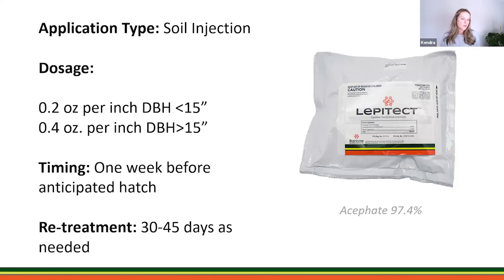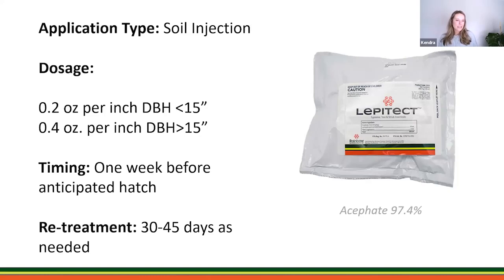Now, the dose can vary. We recommend a dose of 0.2 ounces per inch for trees that are less than 15 DBH, or 0.4 ounces per inch for trees that are over 15 DBH. For timing, this one is really important to, again, understand the pest and what we're trying to treat. Timing should be done at least 1 week before anticipated hatch. So this goes back to integrated pest management. Being able to identify the pest that we are dealing with and then also identify when it is active is really important and really vital to the success of this treatment.